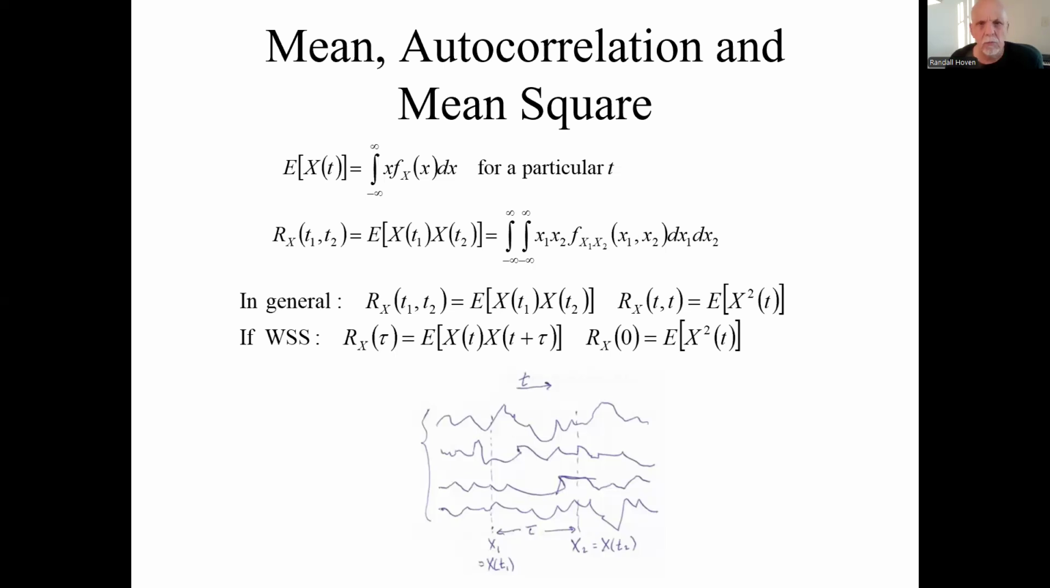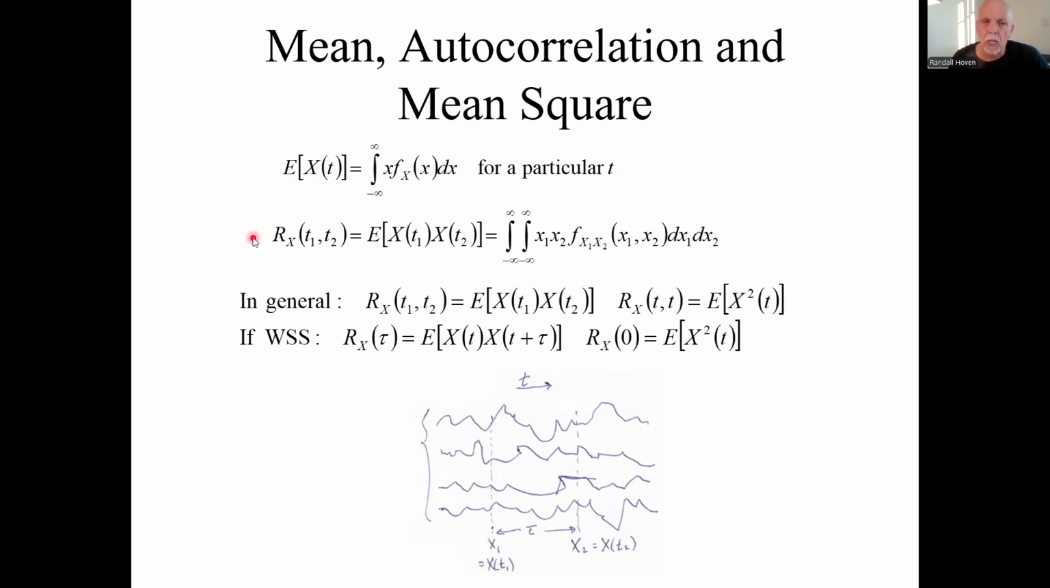So there are three big things we compute about random processes. To review, one is the mean of a random process. You'll do that for a particular t, or particular slice of time, over all your samples or realizations of the process. Calculate a mean just like we did for probability.